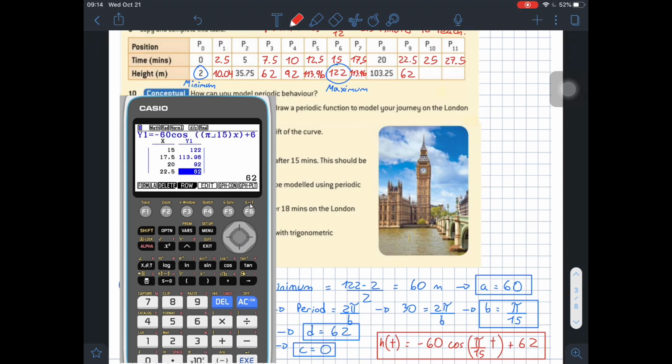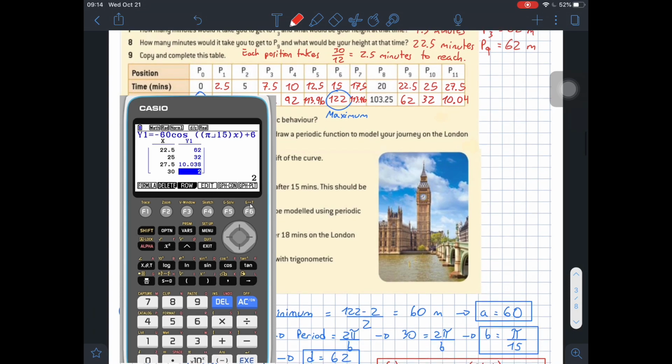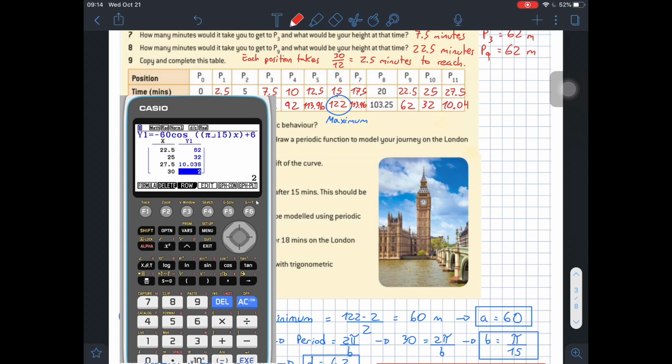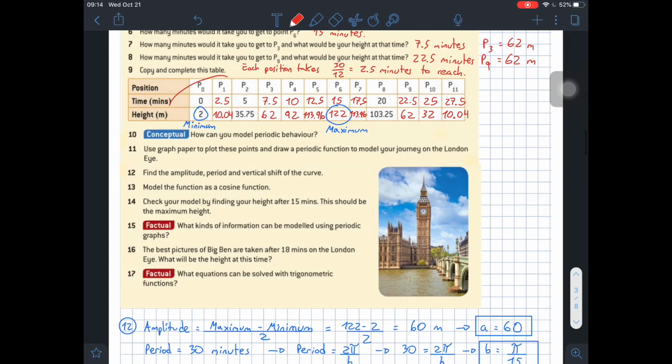Then P9 says 62, P10 says 32, and finally P11 says again the same value as P1, which is 10.04. And if we go to P12, you'd see that it's again 2. So it's back to its original position, okay? So you see that the whole table is symmetric. P0 is the same as P12, P1 is the same as P11, P2 is the same as P10, and so on. So it's symmetric because we're talking about periodic functions, meaning that the values repeat with time.